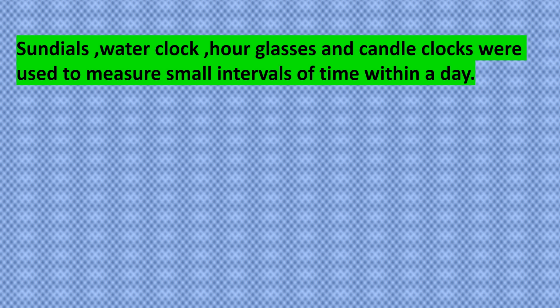Sundials, water clocks, hourglasses and candle clocks were used to measure small intervals of time within a day. So in earlier times, what were we using? Sundials, water clocks, then hourglasses and candle clocks. They were used to measure small intervals of time within a day. All these were used in earlier times to measure small intervals of time.